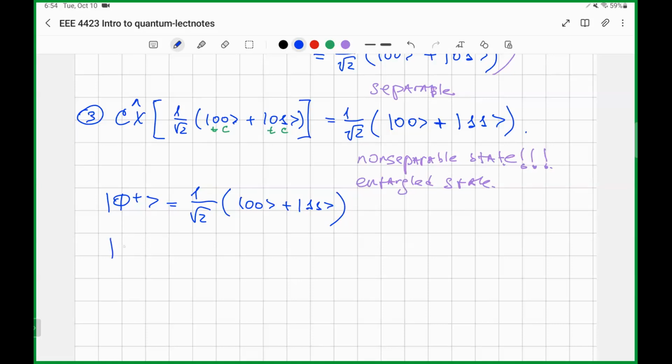And phi minus, which is 1 over square root of 2, state 0, 0 minus 1, 1. Okay.